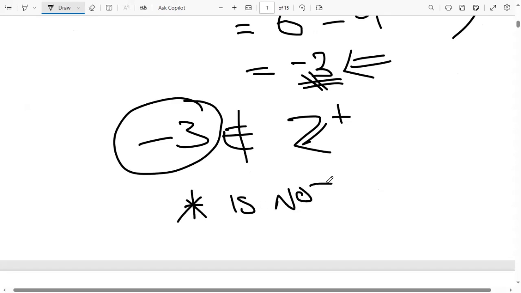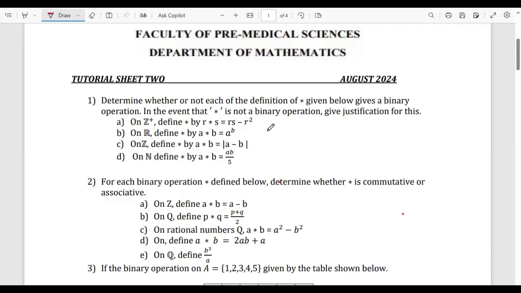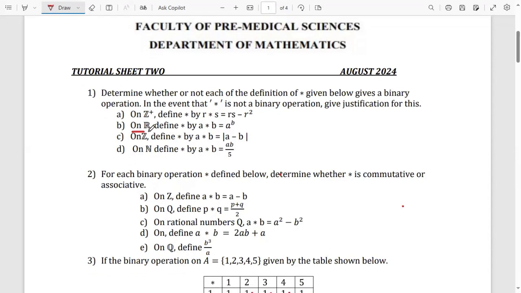So you write in capital letters, is not a binary operation. So just write BO. Star is not a binary operation. So that's how you prove. Okay, so we are done with the first question on A. Let's look at the question on B here.